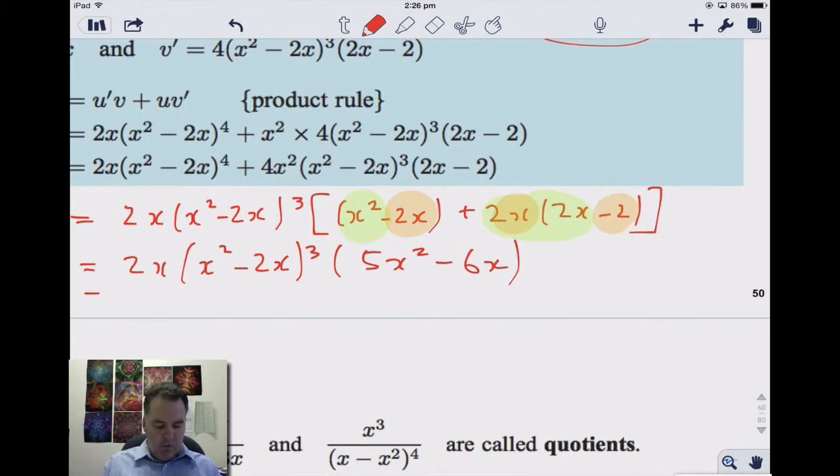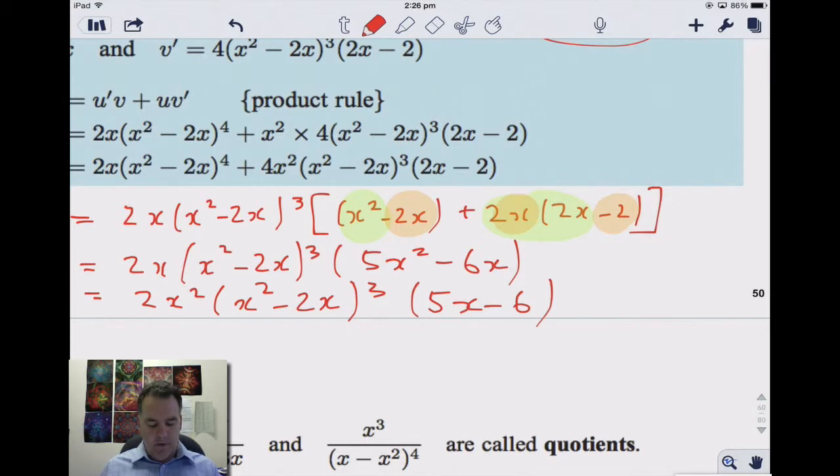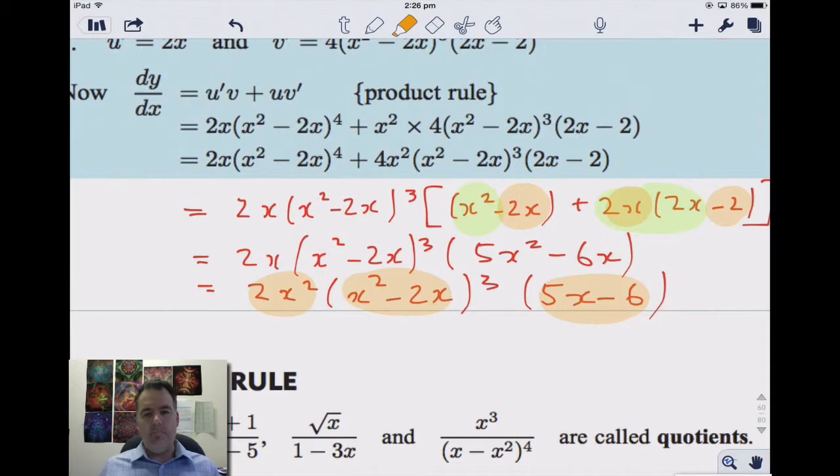And yes, some of you might say, well, x is common to that second bracket, so 2x squared minus 2x cubed, and then 5x minus 6. Again, that really helps us to identify the stationary points on this function here. So 0 would be one, 6 over 5 would be one from there, and from this one here, we could get 0 or 2 as a stationary value. In other words, a point where the derivative here is equal to 0. That's the product rule.